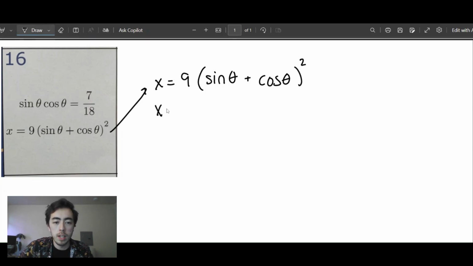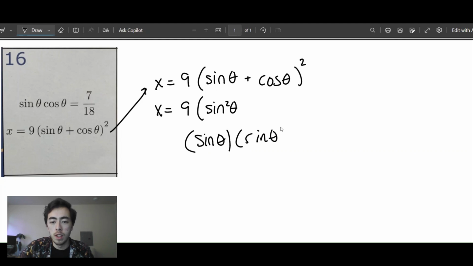If I expand out that squared up here, I will get, well, the first times the first, which is sine squared theta. The notation here is just sine theta times sine theta. If you put the squared here, it's a little bit ambiguous whether you mean squaring just the theta or squaring the output. So anyways, usually it's written like this.